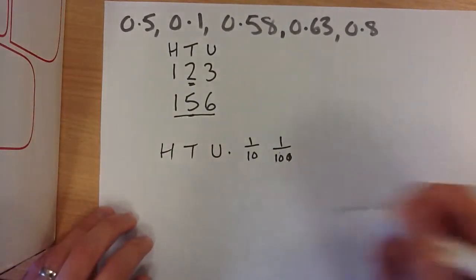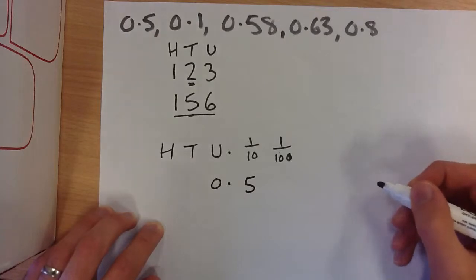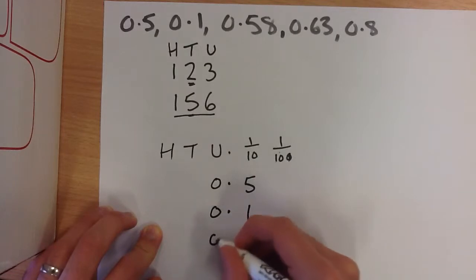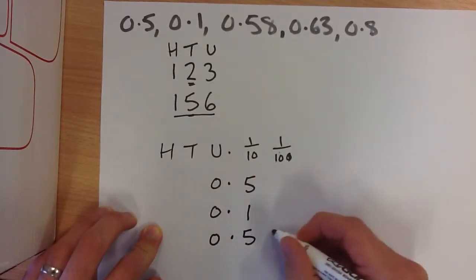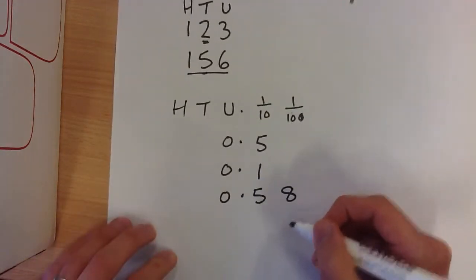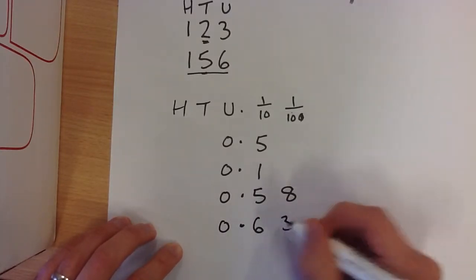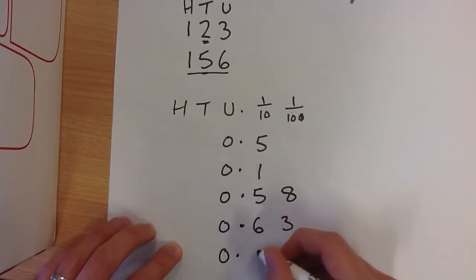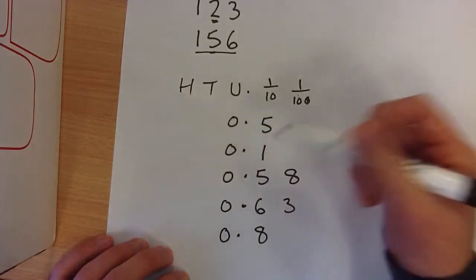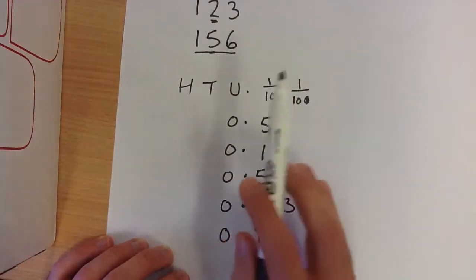So 0.5, that's no units and 5 tenths. 0.1 is no units and 1 tenth. 0.58 is no units, 5 tenths and 8 hundredths. 0.63 is no units, 6 tenths and 3 hundredths, and 0.8 is no units and 8 tenths. So to put these in order, all I need to do now is look at this.